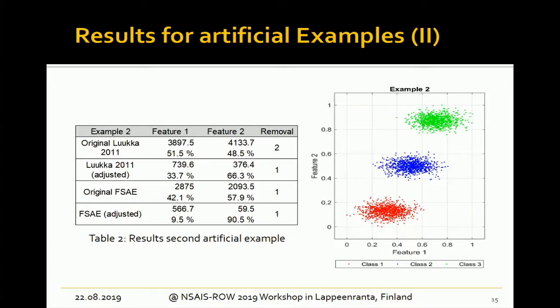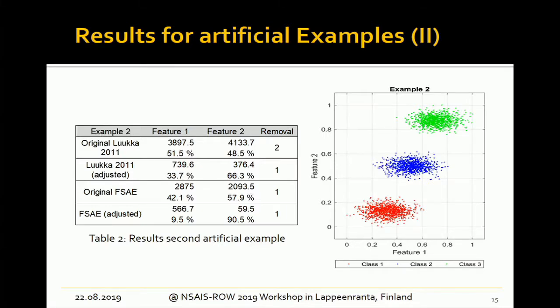But still the original algorithm, so the very original algorithm, would make the wrong decision. The adjusted one will actually find the right way because of the difference in variance. There's a lot less variance in the data here, so the similarities will be in a much smaller range in this direction than this one.